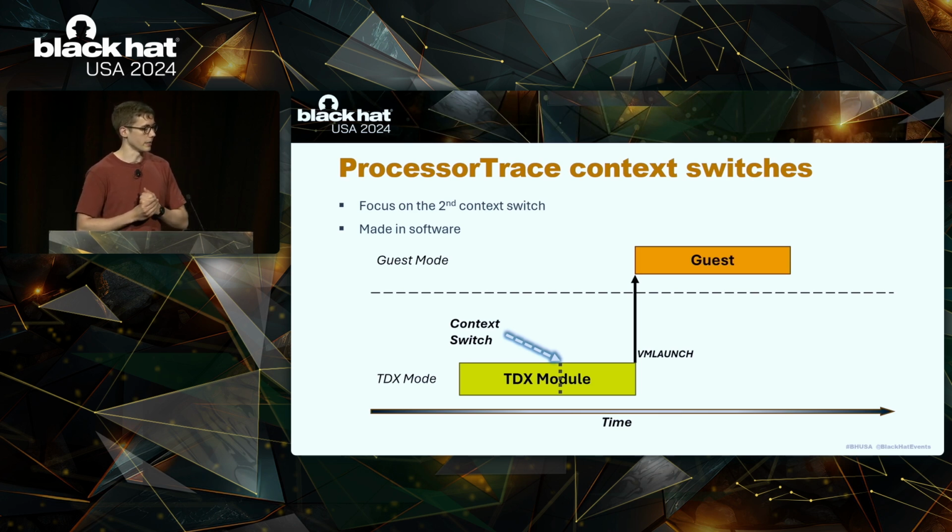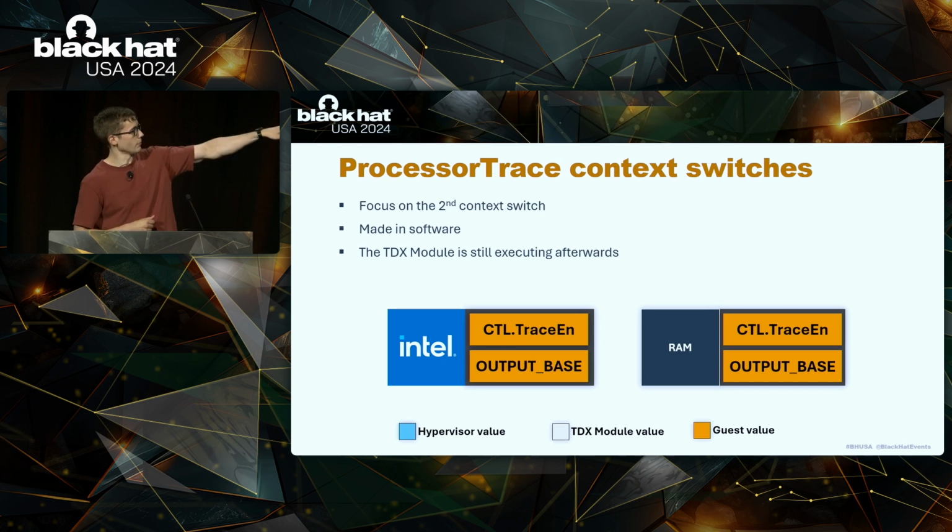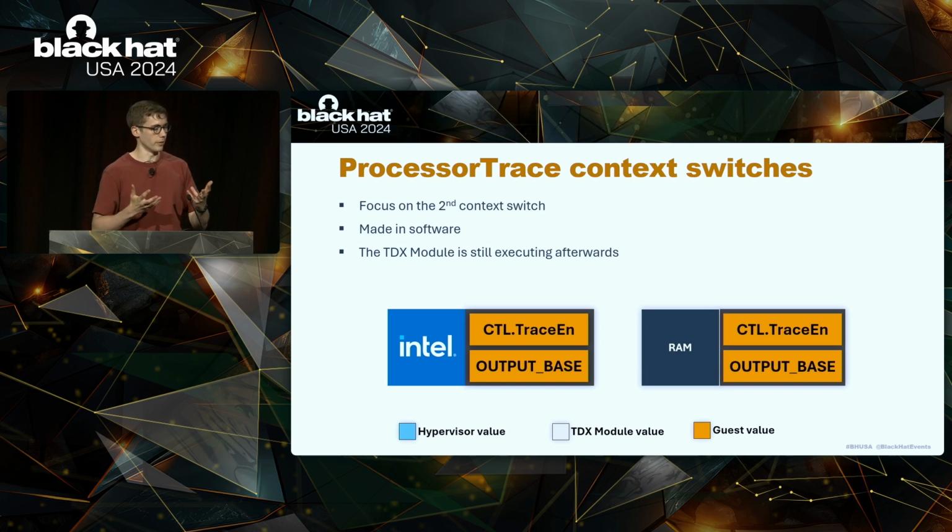Now, what's noticeable here is that there is actually a time window between the context switch and the VM launch. When the context switch is finished, the TDX module is actually still executing. The CPU hasn't yet jumped into the guest. So that could create a theoretical problem because what if the trace enable bit on the right side in the in-memory state is set to 1? If the trace enable bit is set to 1 in memory, then when it gets copied into the CPU, it's also set to 1 in the CPU. And that means that processor trace gets enabled while the TDX module still executes after the context switch and before the VM launch. So that could be a theoretical problem where processor trace could be enabled in the TDX module itself.